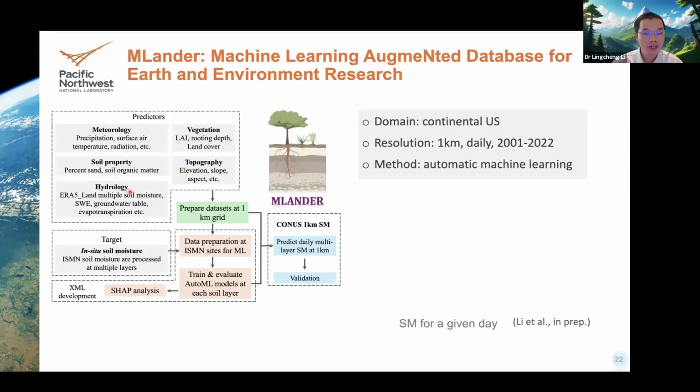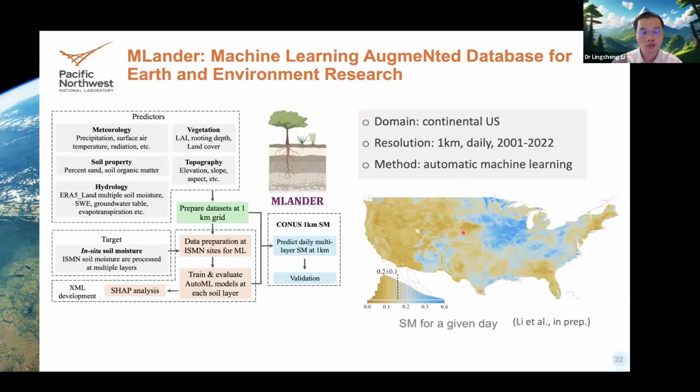Some of these variables are from the previously developed 1 kilometer dataset, and then we also use the in situ soil moisture from the International Soil Moisture Network observations as the target variables. We use these variables to build the auto machine learning models and perform the explainable machine learning analysis. Then we apply this model to generate the daily soil moisture at multiple layers across the entire CONUS. Here is an example of the dataset that we developed at 1 kilometer for the soil moisture. You can see a lot more high details if we zoom in.